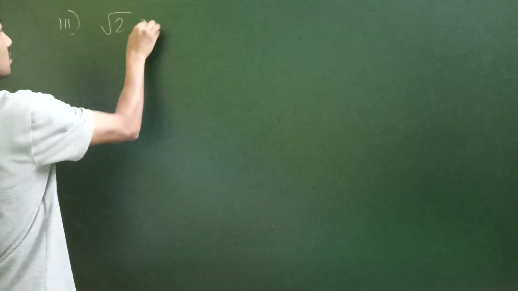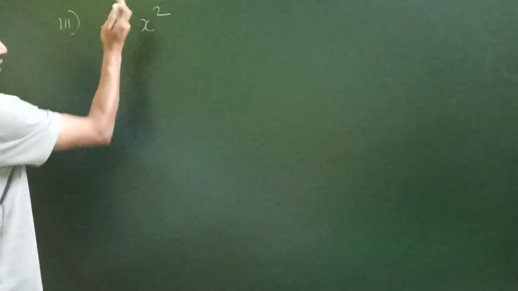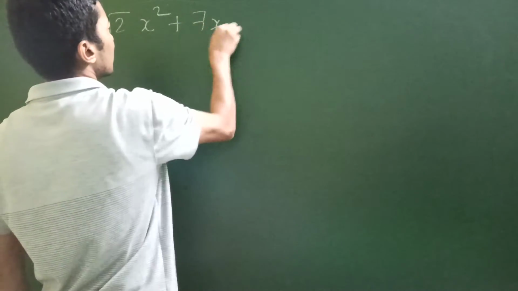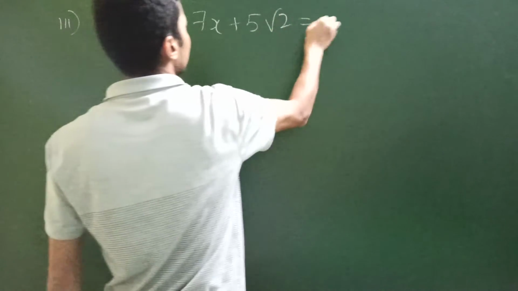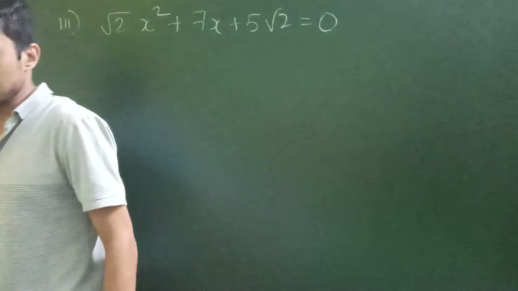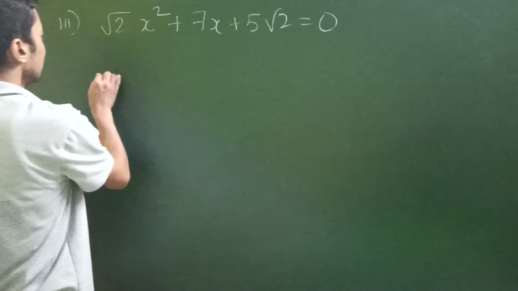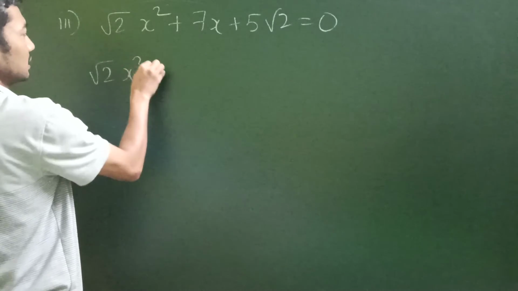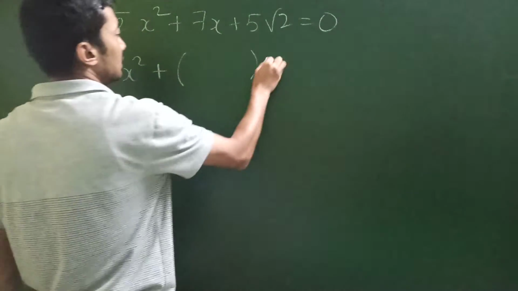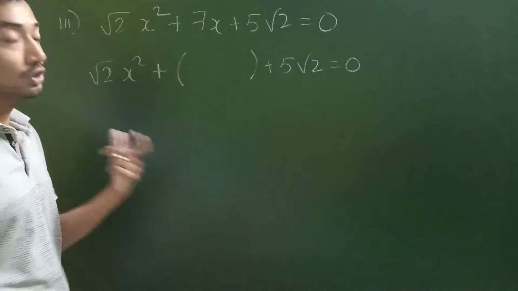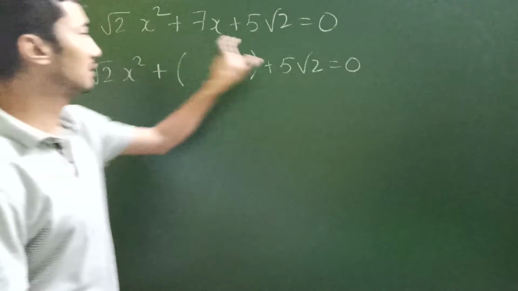Okay, moving on to the next question, sub question 3, that is root 2 x squared plus 7x plus 5 root 2 equal to 0. So no worries, whatever this root 2 or whatever we had, let it be as it is. What shall we do? Root 2 x squared plus 7x, as it is, plus 5 root 2 equal to 0. So what did I tell you? The numerical coefficients. What do we have here? Root 2, here 5 root 2.